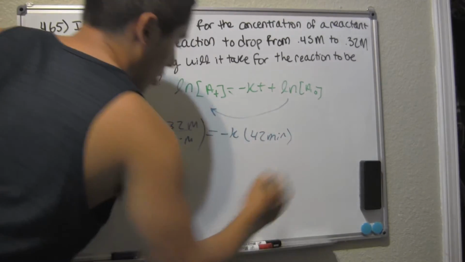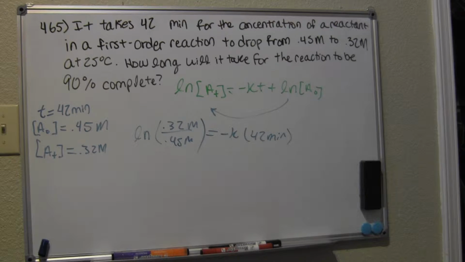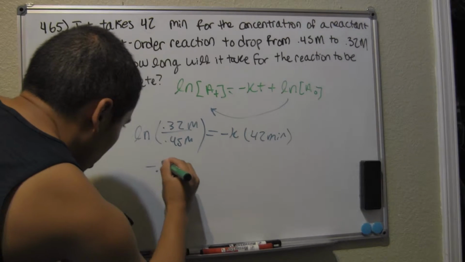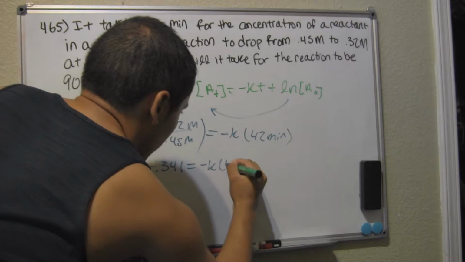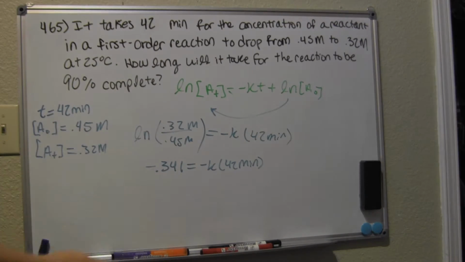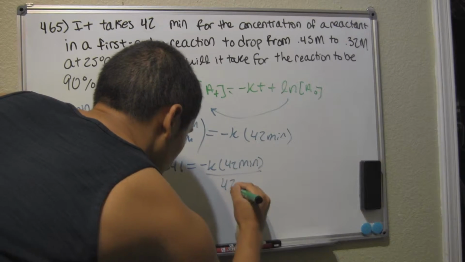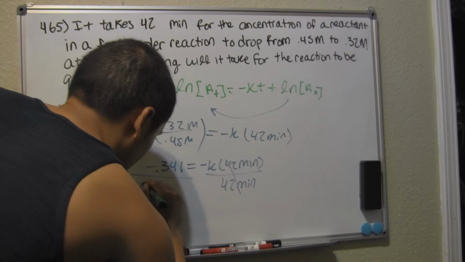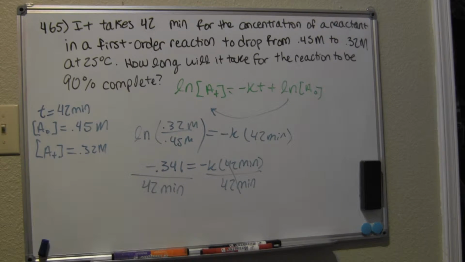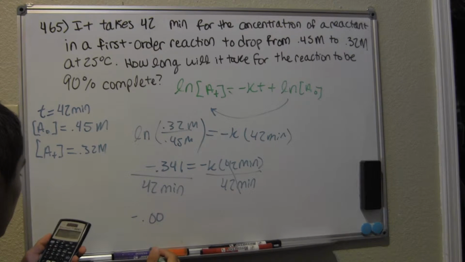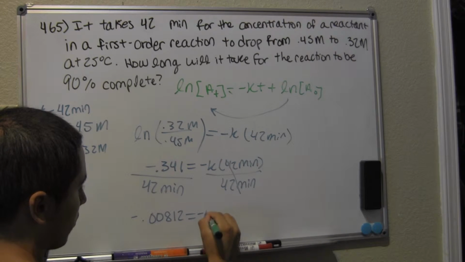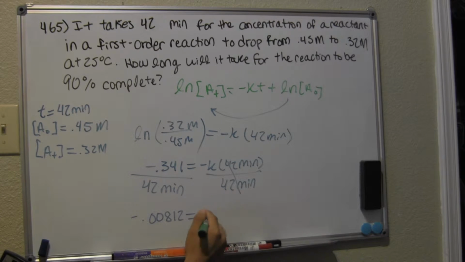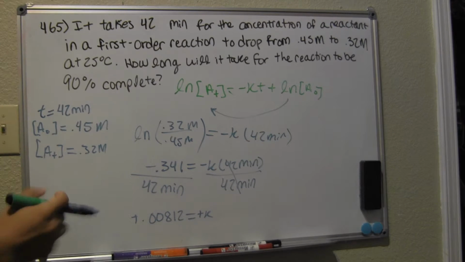Alright, so let's plug this into the calculator. ln of 0.32 divided by 0.45 is equal to negative 0.341, which is equal to negative k times 42 minutes. Let's move the 42 minutes over to the other side to isolate k. So that divided by 42 is equal to negative 0.00812, which is equal to negative k. Once you multiply negative k by negative 1, you get plus k equal to plus 0.00812. And that's our k.